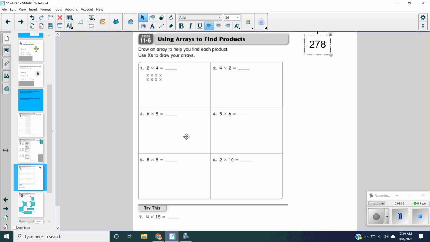Our next page looks like this, where you can draw an array to help you find the answer for each of the products. So if you can solve, create your array, and then there's a try this too, where you might want to think about 4 times 10 and then 4 times 5 and add those two up as you're doing your array. So again, why don't you press pause, solve page 278, and then press play when you're ready to check.